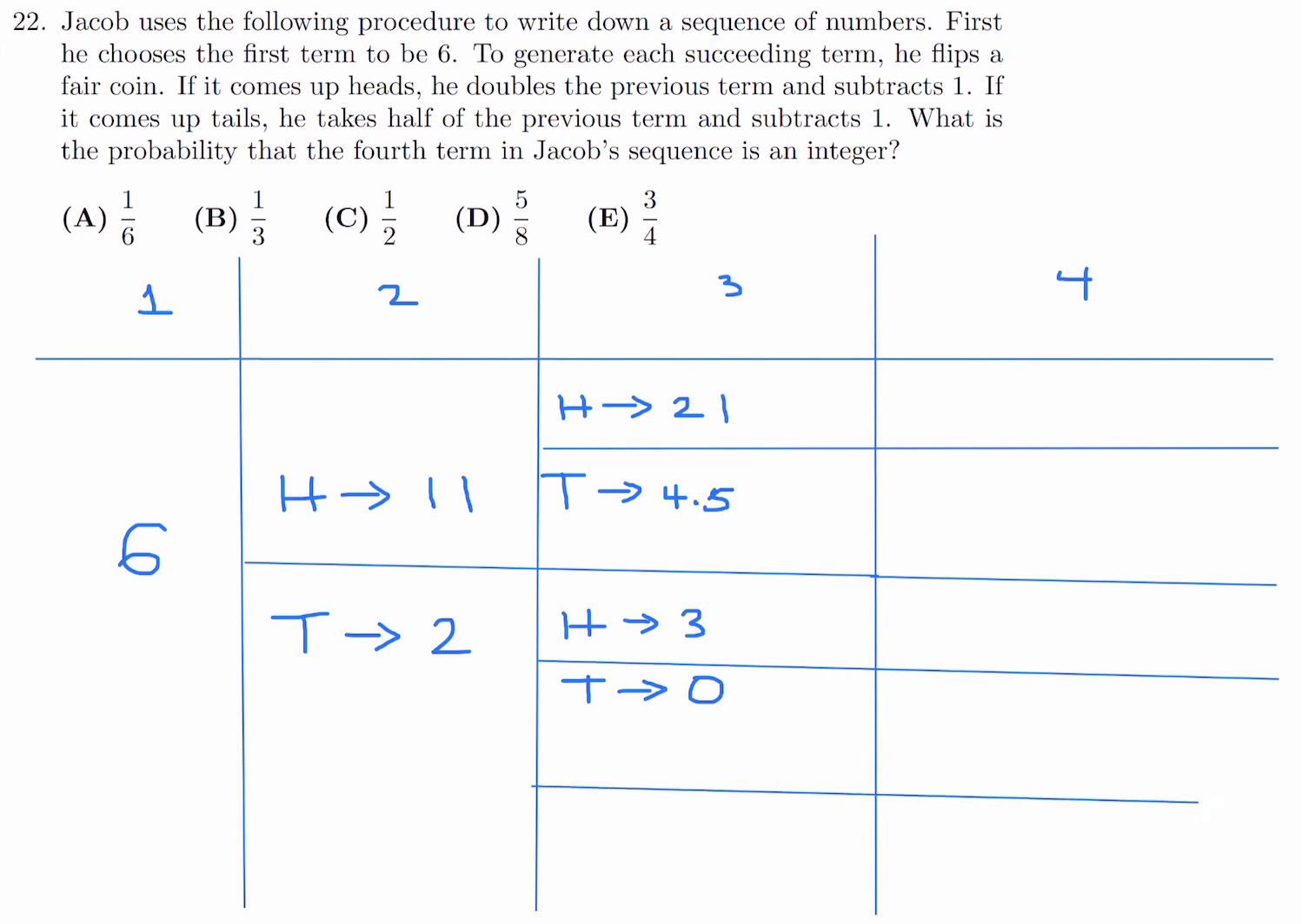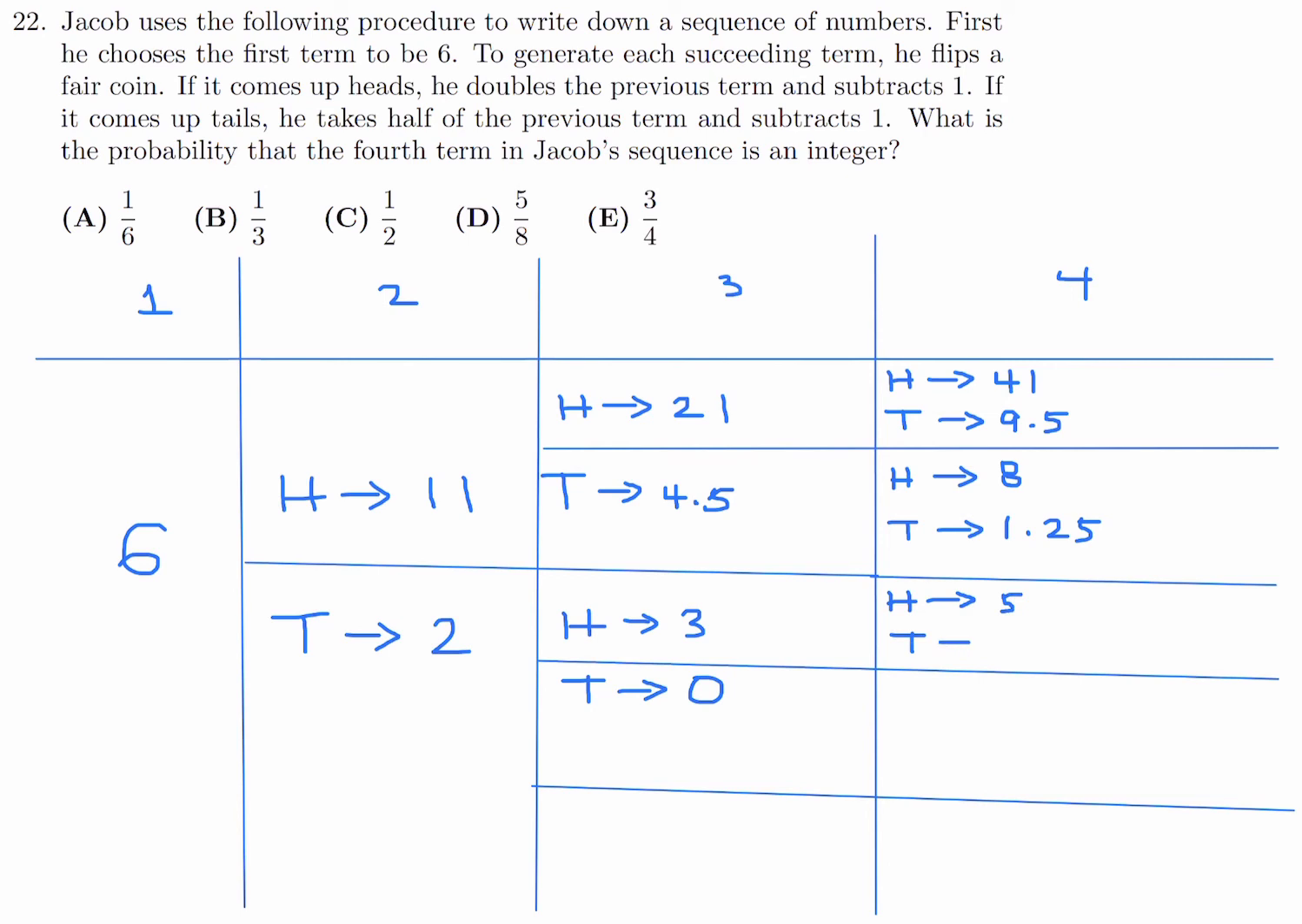And let's see what we get for each one. So the first one, 21. If you get a head, double it and subtract 1, so that's 41. If you get tail, take half of it and subtract 1, so 9.5. For 4.5, if you get heads, double it and subtract 1, so you get 8. Tails, take half of it and subtract 1, so 1.25. For this 3 now, double it and subtract 1 for heads, and you get 5. For tails, take half and subtract 1, 0.5.